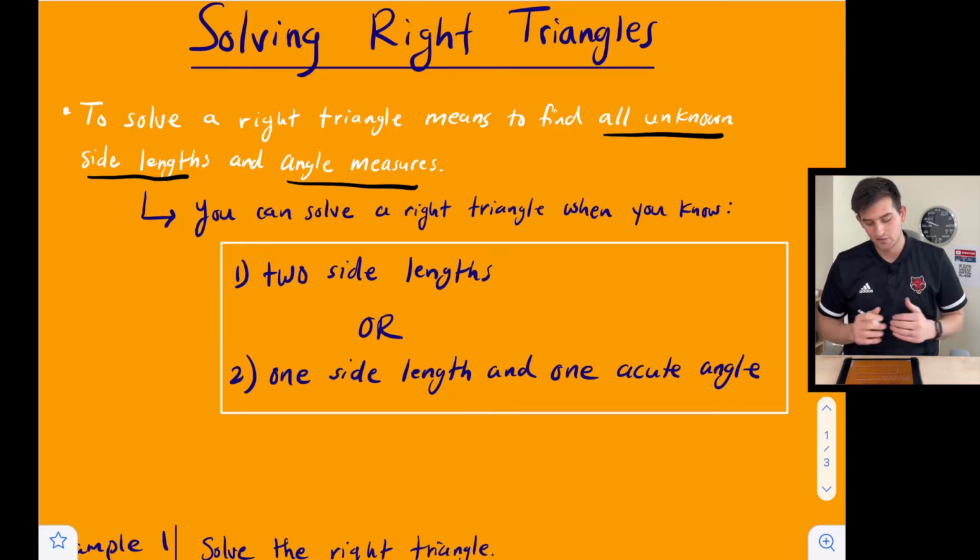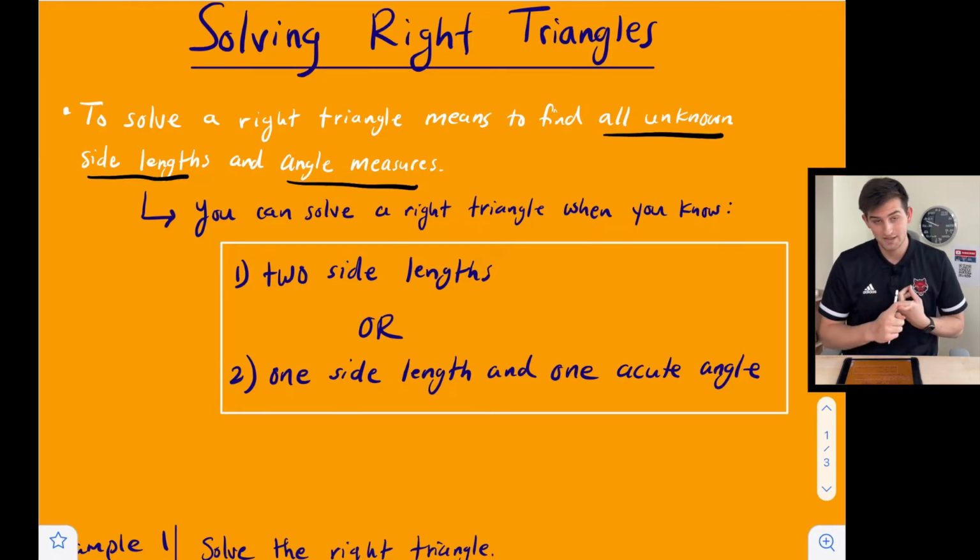So we can solve a right triangle when we know one of these two things. Number one, we know at least two side lengths, because if we know two side lengths, we could use the Pythagorean Theorem to find the third, and then we know that we have our 90-degree angle, so then we can use our trig ratios to find the other two angles, so our inverse ratios.